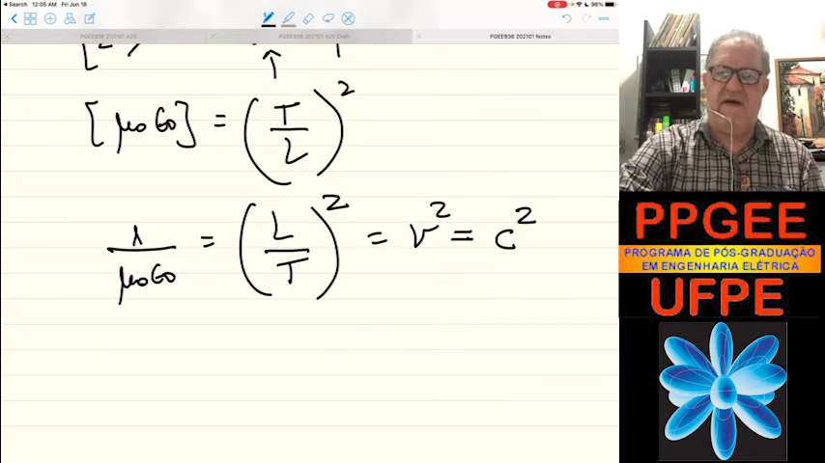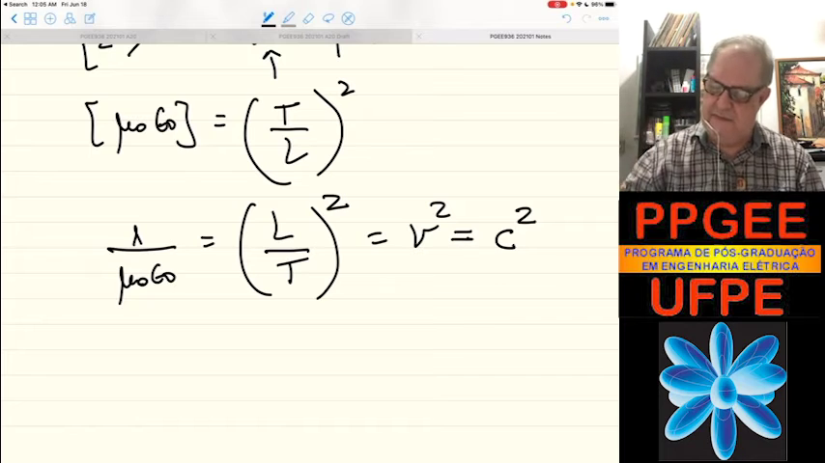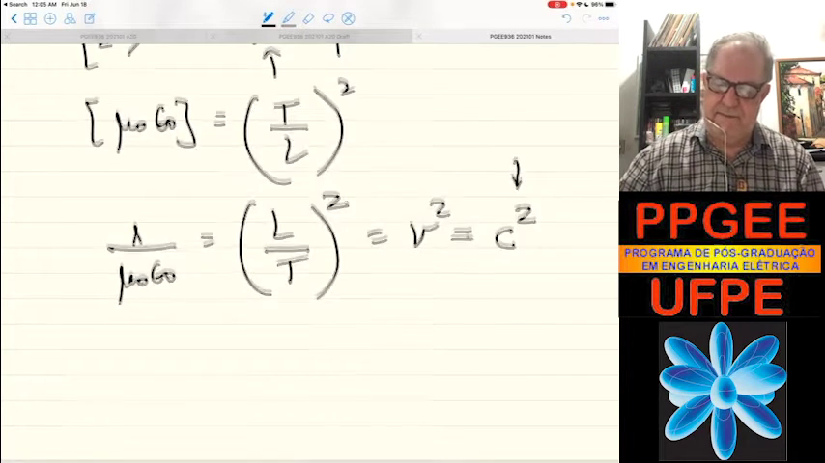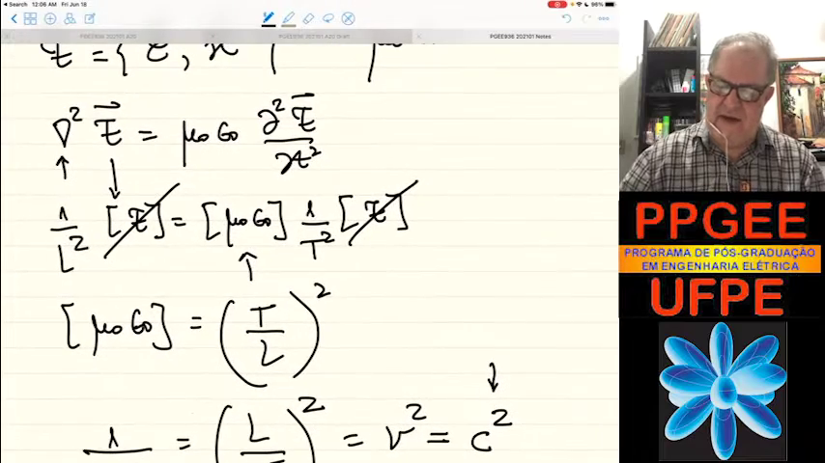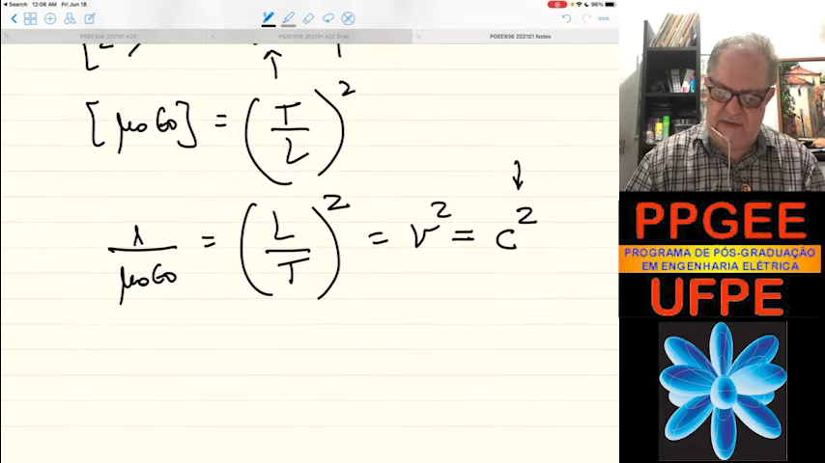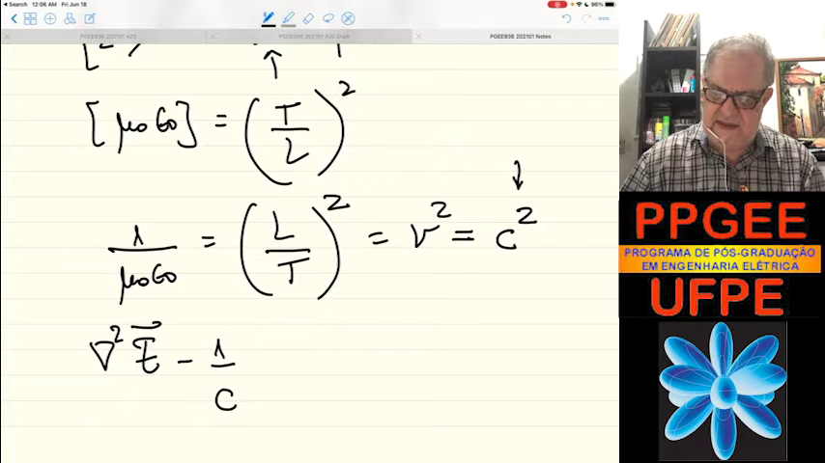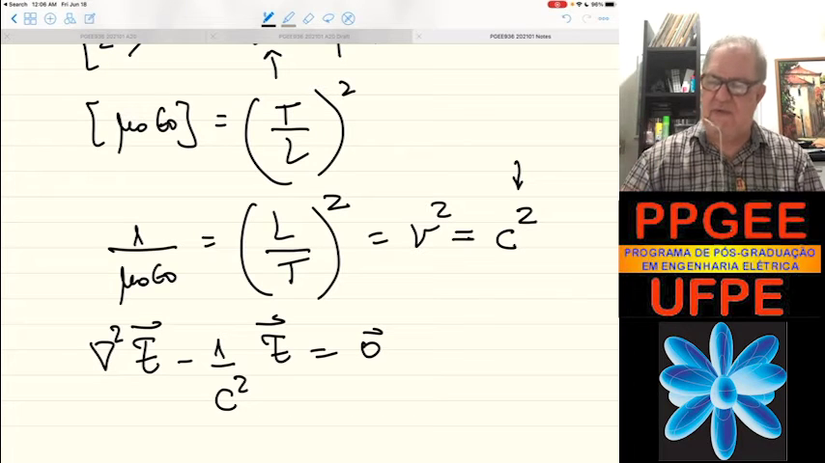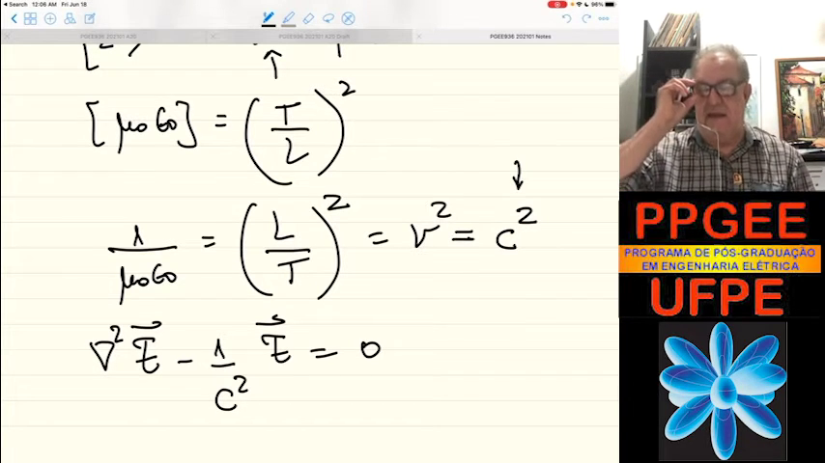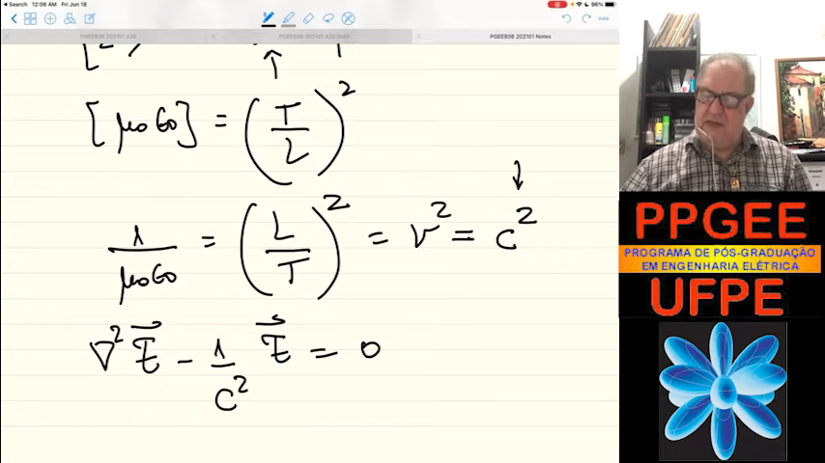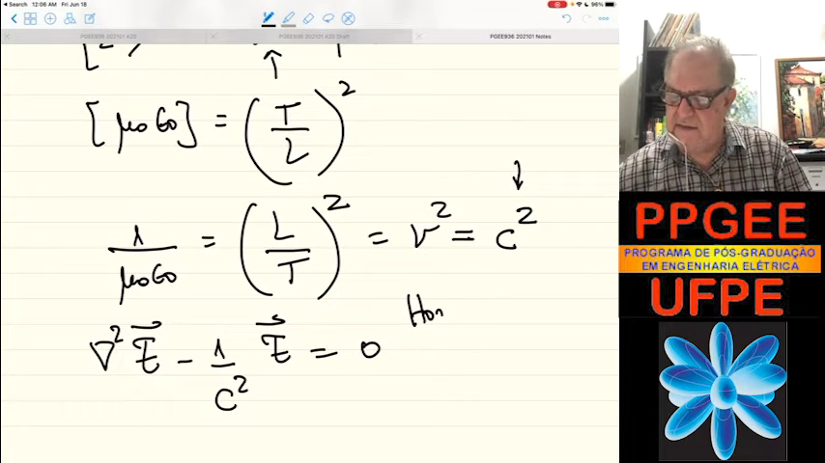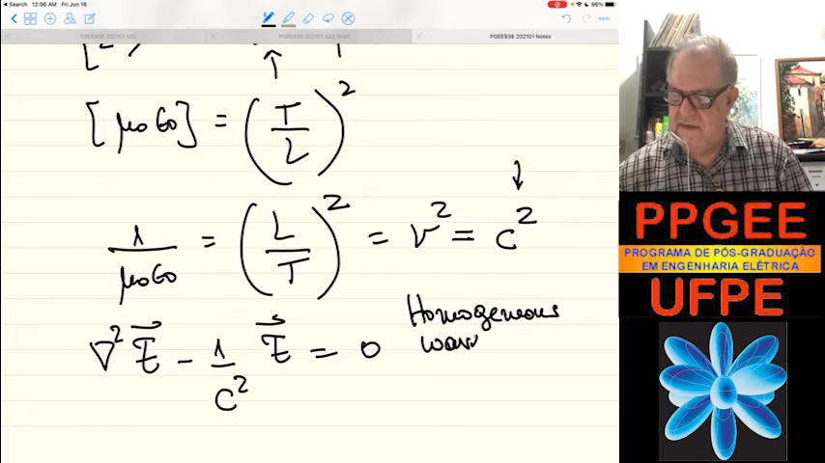Before we go even further, let's calculate this number. Okay? So what do we have here? The equation. This is 1 over c squared. Then we have an equation which is Laplacian of the field minus 1 over c squared times the field equals to a vector. So there are 3 equations here. I'm going to omit that arrow on top of the 0. So this is called the homogeneous wave equation.